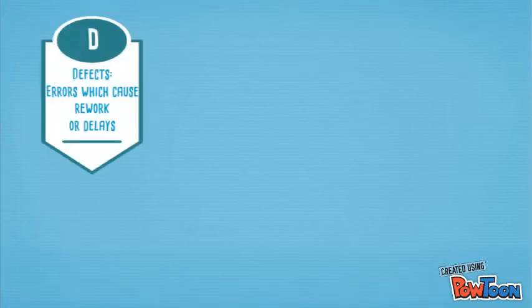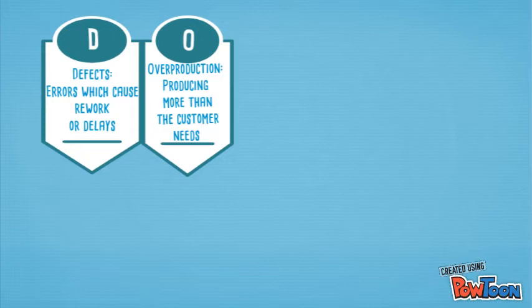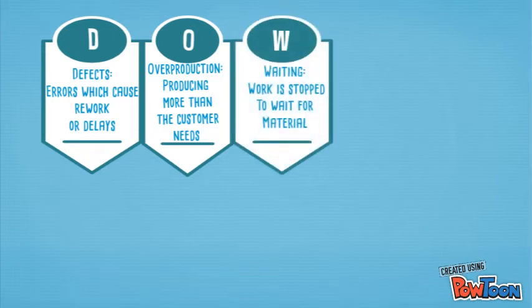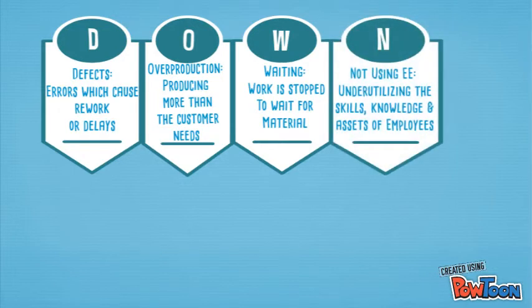Defects, errors which cause rework or delays. Overproduction, producing more than the customer needs. Waiting, work that is stopped to wait for materials, goods, or supplies. Not using your employees. This is the underutilization of the knowledge, skills, and assets of your employees.